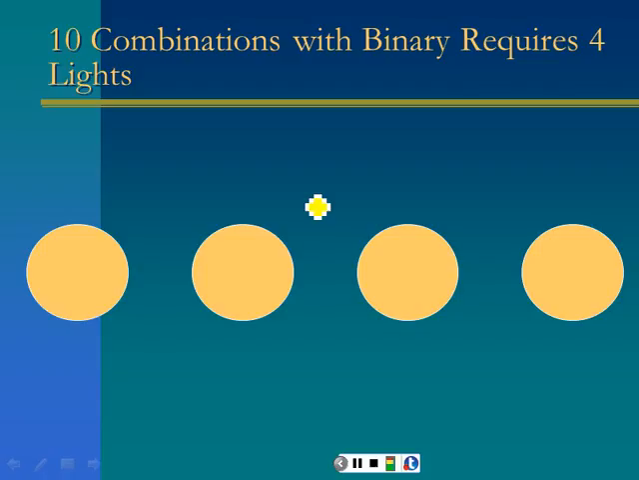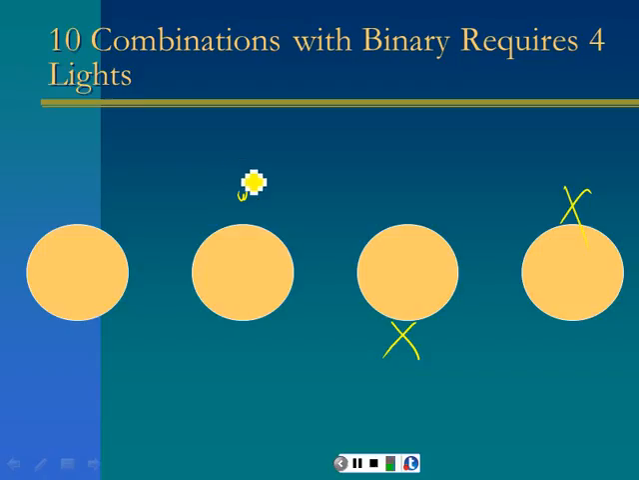So all of them off would be 0. If I just turn on this one, then I get 1. If I just turn on the second one, I get 2. If I turn on both of those, now I have 3. If I just turn on the third one right here by itself, that's the 4th combination, right?